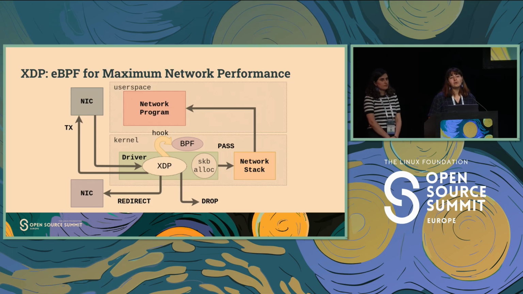But what if we need to handle millions of packets per second, like a DDoS attack that's coming and we have to act fast, or high-performance load balancing? For that, we need to move to the absolute front line of the network stack. And this is where XDP, Express Data Path, comes in. Let's get into the specifics of how XDP achieves this incredible speed.